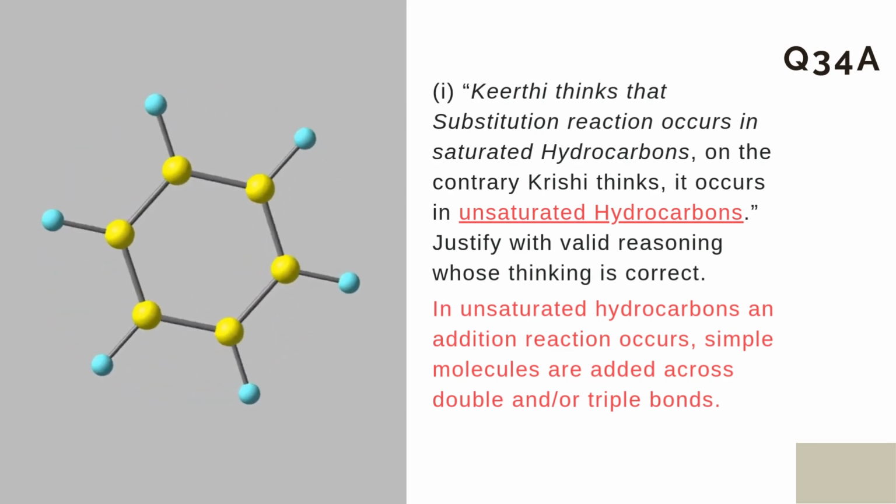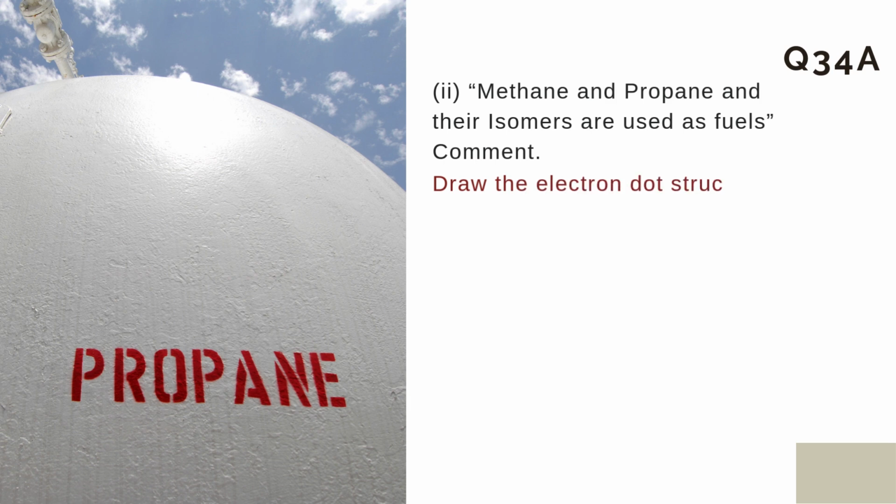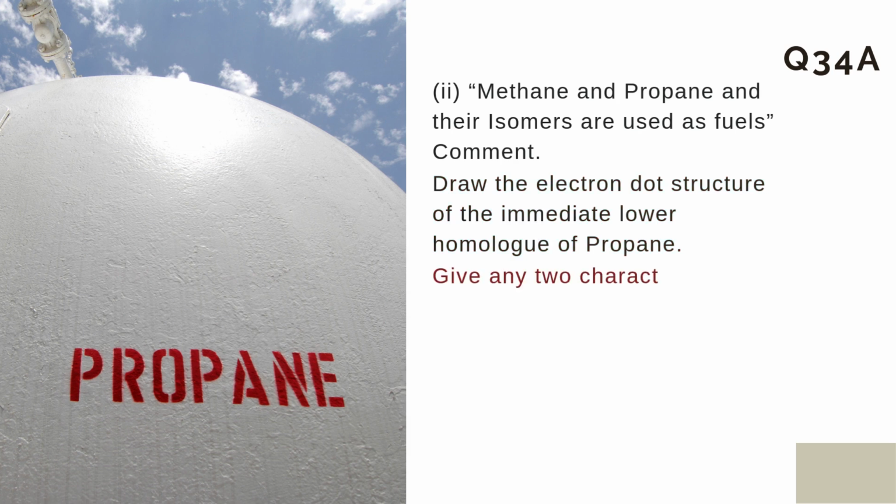Second part of the question is: methane and propane and their isomers are used as fuels. Comment. Also draw the electron dot structure of the immediate lower homologue of propane. Give any two characteristics of homologues of a given homologous series.